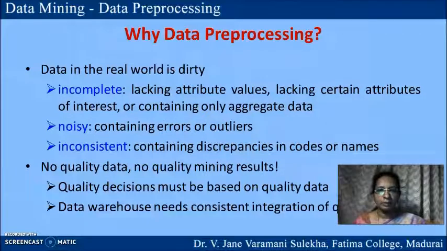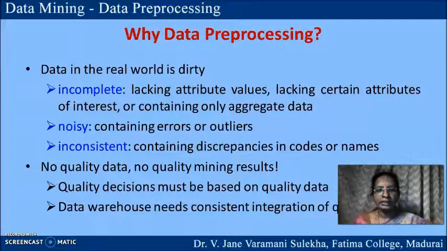Why do we need data pre-processing? Data in the real world is dirty. That is, incomplete, noisy and inconsistent. Incomplete means lacking attribute values, lacking certain attributes of interest, or containing only aggregate data. Noisy means containing errors or outliers. Inconsistent means containing discrepancies in codes or names.